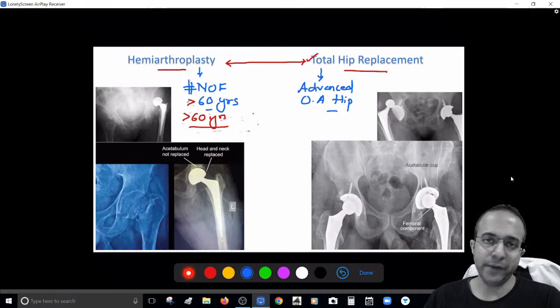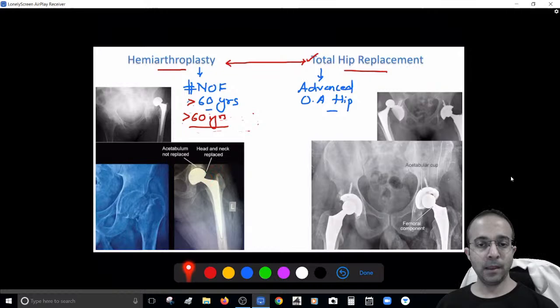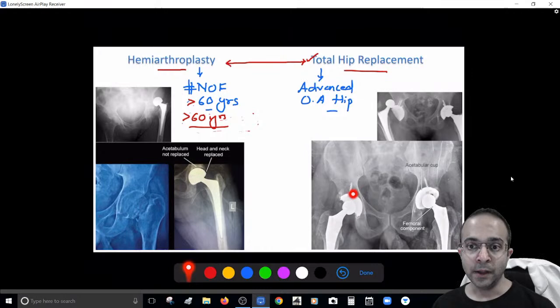Now, you would like to know the difference between the two surgeries. So if you see this X-ray of hemiarthroplasty, you can see the head and neck has been replaced by a metal prosthesis. But the acetabulum has not been touched. So only half of the joint is replaced. But if you see this X-ray of total hip replacement, I hope you can see a cup on the acetabulum fixed to the pelvis with a screw, and there is a femoral head and neck also. So both sides of the joints have been replaced.